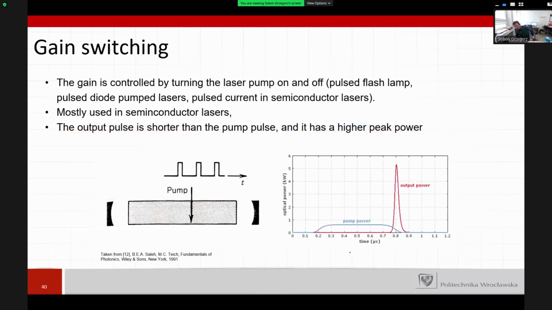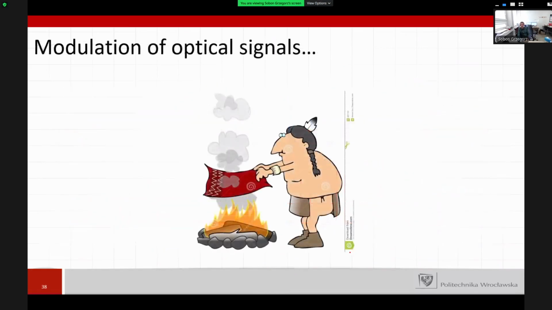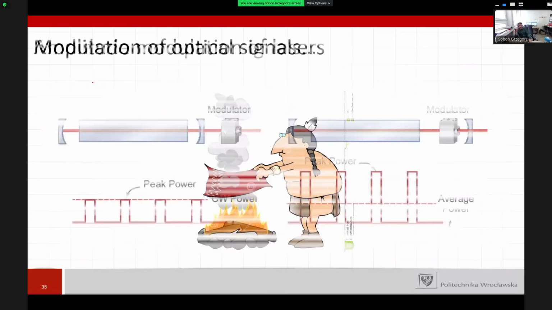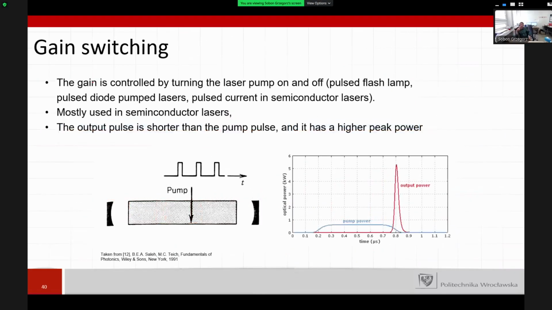So the first method of making the pulsed laser, as I mentioned here, is gain switching. The principle of gain switching is shown in this image. We modulate the pump. So gain switching is forced by controlling the pump laser. We just turn on and off the pump laser.